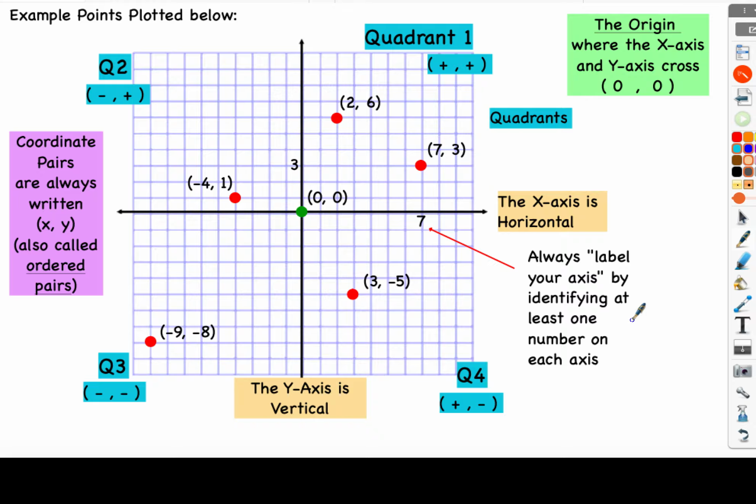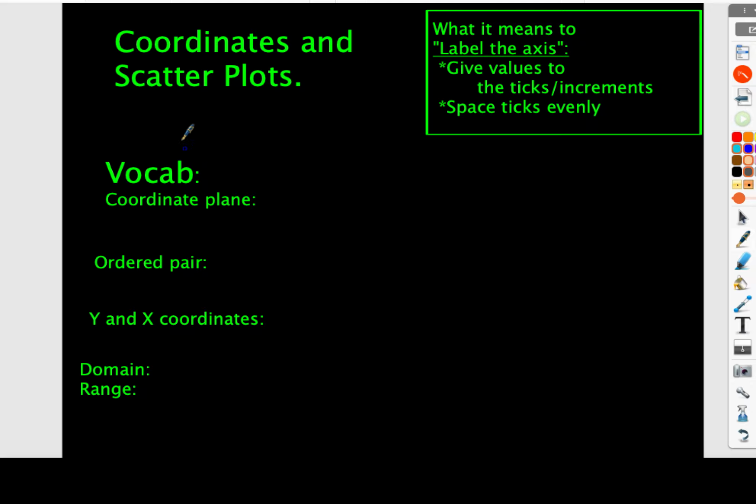So first of all, let's talk about a little bit of vocabulary. I'm going to take us back over here. If we're talking about coordinates, or maybe a scatter plot, right? Points all over a graph like we just saw on the other screen. We want to know a few different words. So a little bit of vocabulary for us.